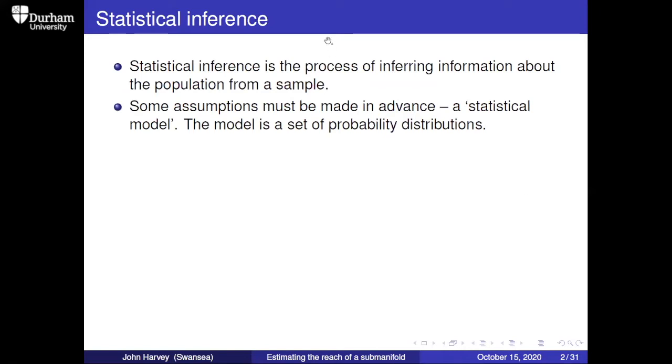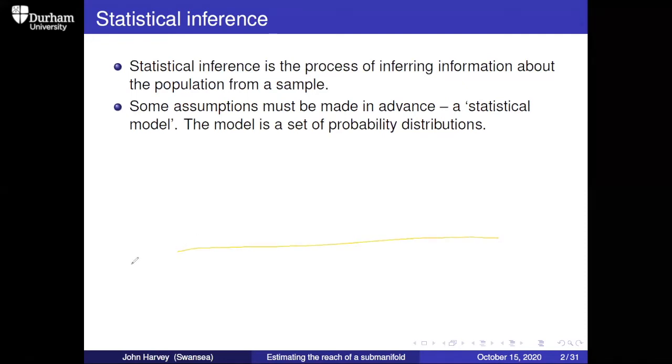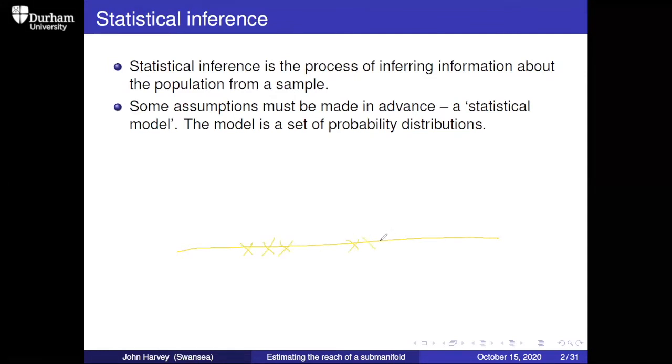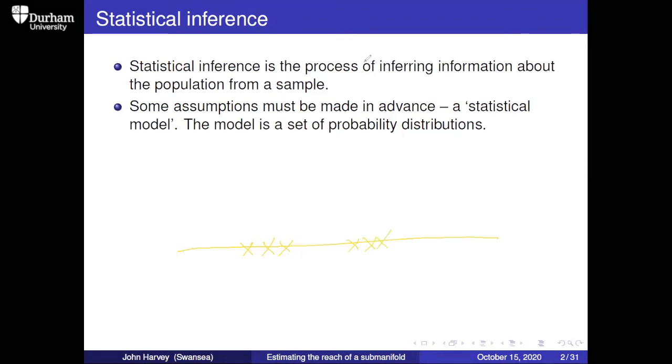So let me, for example, draw a picture. Suppose we have the real line. This is the real line here. And I'm given 6 numbers on the real line, like this. And the question is, what's the probability distribution that these numbers come from? It's not possible to answer that question. A reasonable answer might be that it's some kind of bimodal distribution like this.